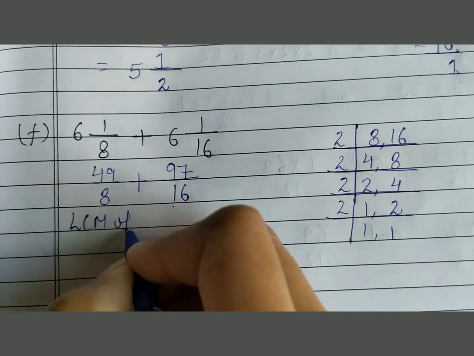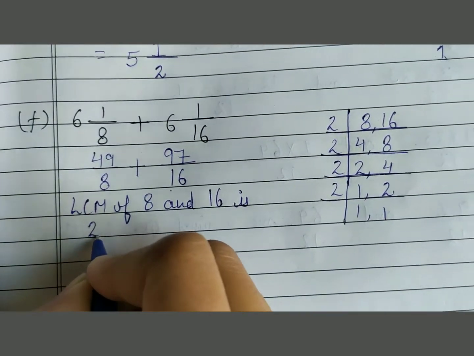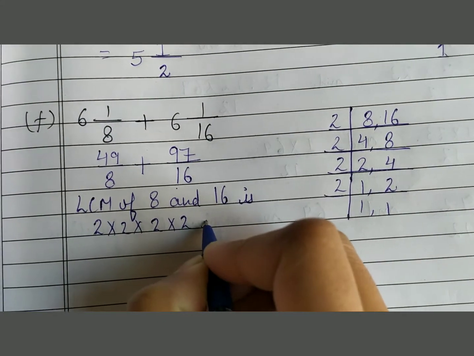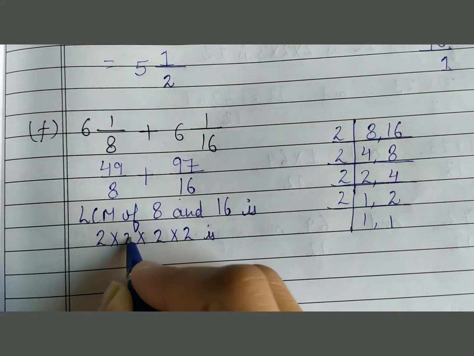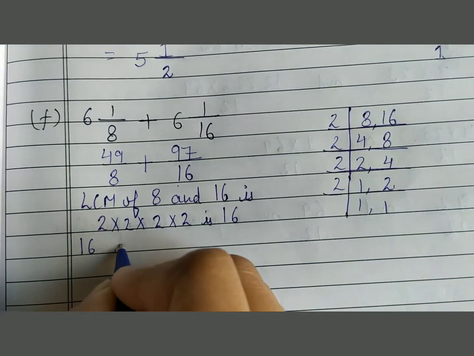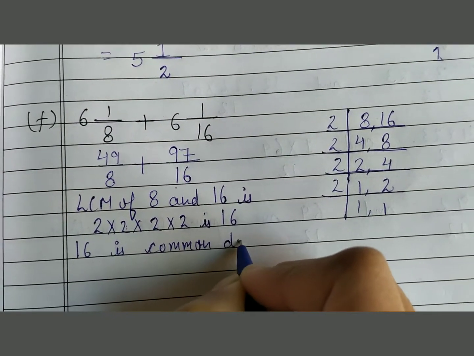LCM of 8 and 16 is 2 multiply 2 multiply 2 multiply 2. That is 2 2s are 4, 4 2s are 8, 8 2s are 16. Children, 16 is a common denominator.